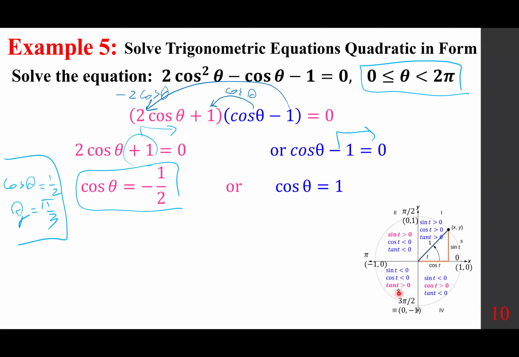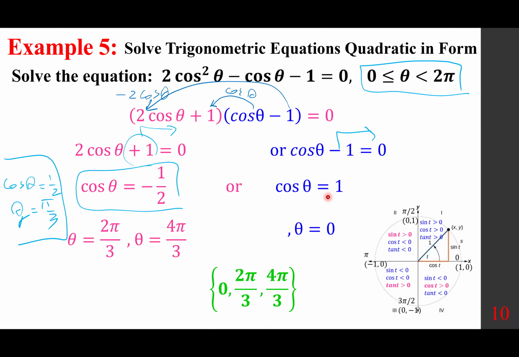Now, cosine theta is negative in the second and third quadrant. So in the second quadrant, remember this is the reference arc, pi minus pi over 3, 2 pi over 3. In the third quadrant, pi plus pi over 3, 4 pi over 3. So those are the answers. Cosine theta equals 1 has only one answer, 0. And so here are the 3 answers.